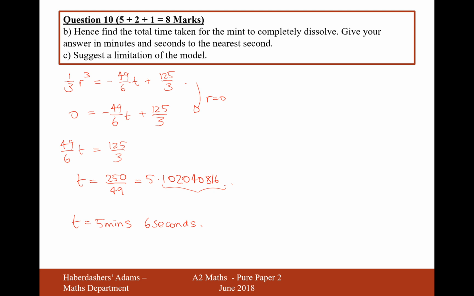Okay, so the answer to part C suggests a limitation of the model. The model does not consider how the mint is sucked, so it could be sucked more vigorously as it gets smaller, or generally you get biting into the sweet as it gets smaller, which generally people do. No biting as the sweet gets smaller.